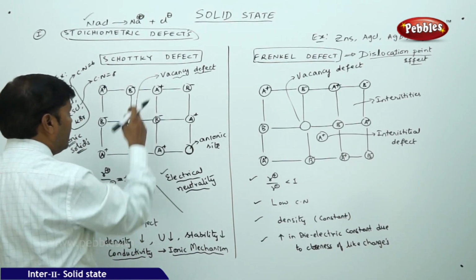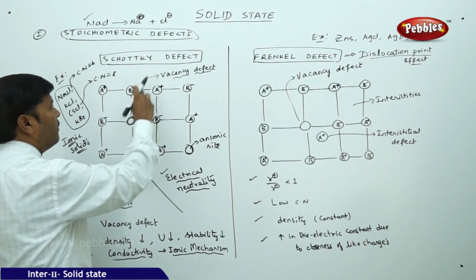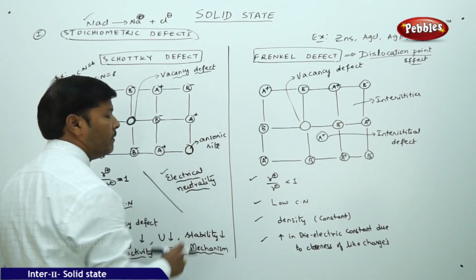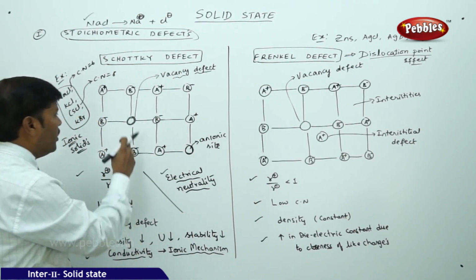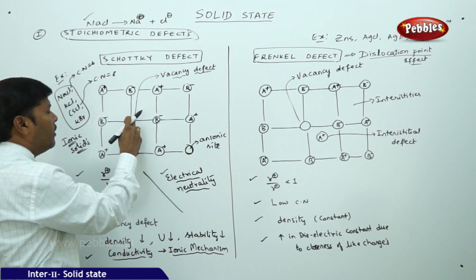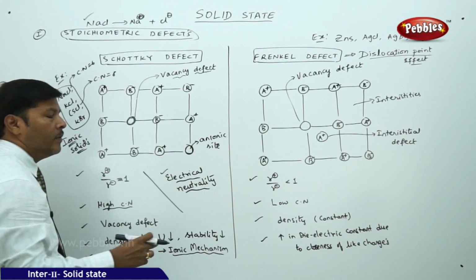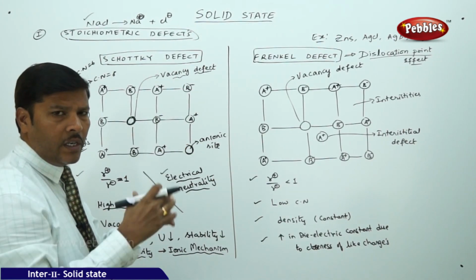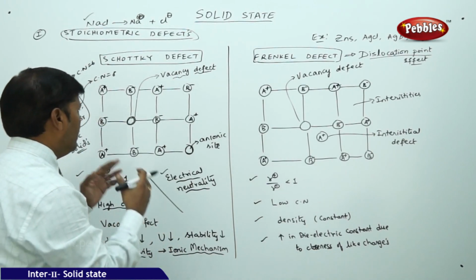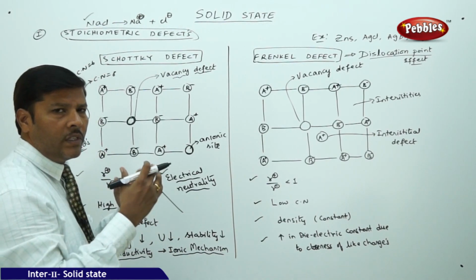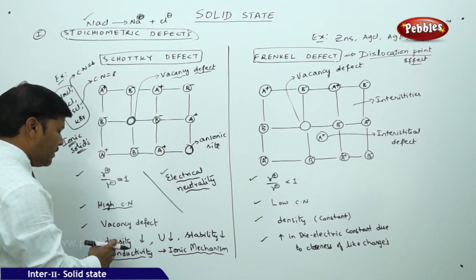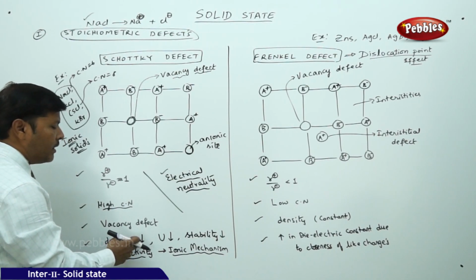Then we call this a vacancy defect because there is a complete missing of cation as well as anion from their respective sites. Because overall you are finding one complete missing of cation and one complete missing of anion, it affects the entire density of the crystal lattice. The missing of cations and anions always leads to the lowering of density, so therefore there is a decrease in the density.